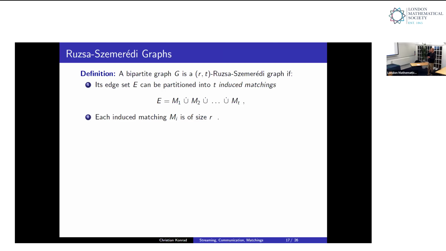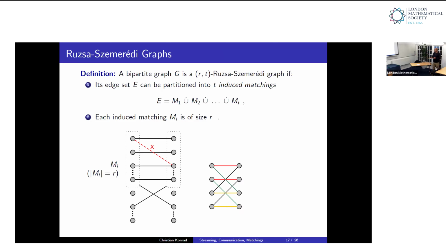If the following can be done with this graph: the edge set can be partitioned into induced matchings, overall T of them, and each induced matching must be of size R. So what's an induced matching and what does this look like? Here is an illustration. We have a bipartite graph here, and suppose this is one of these matchings M_i in this decomposition.